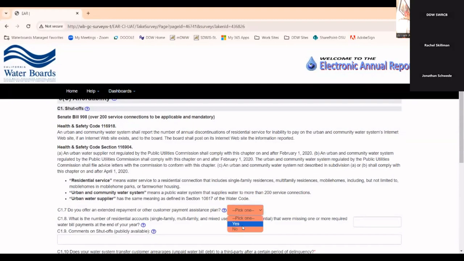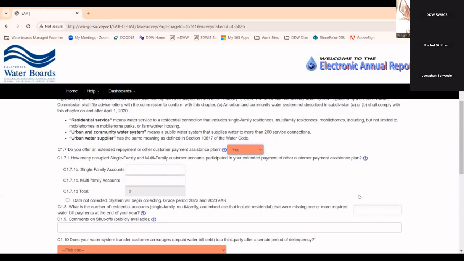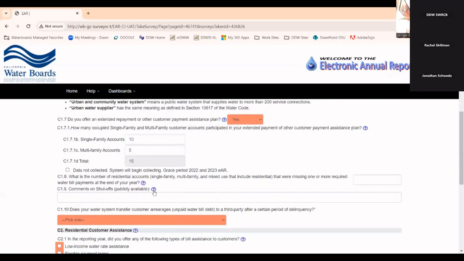So the first question is going to be C1.7. Do you extend payment or offer a customer payment assistance plan? So basically just asking if you have some kind of customer assistance payment plan. For instance, if a customer can't afford to pay for the water within the time frame that you expect them to, do you have an alternative plan of payment that you can offer your customers? So we'll say yes for this one. The key word here is that this section is used to reflect customer arrearages that are being accrued over time. So you're going to say, yes, I have a payment plan. It's going to be asking you how many customers per customer type are included in that assistance plan. So we'll say we have 10 single family accounts and 5 multifamily accounts, with a total of 15 accounts that are on that assistance plan.